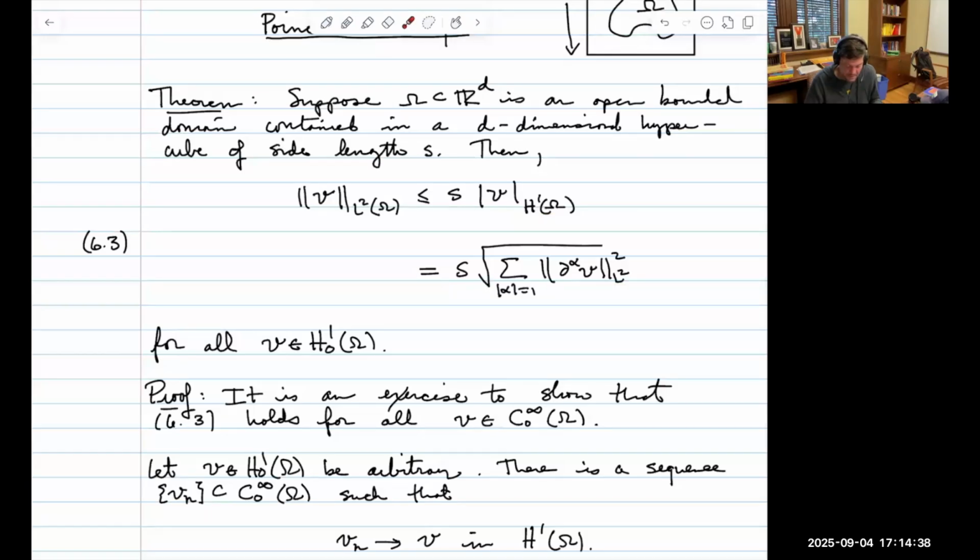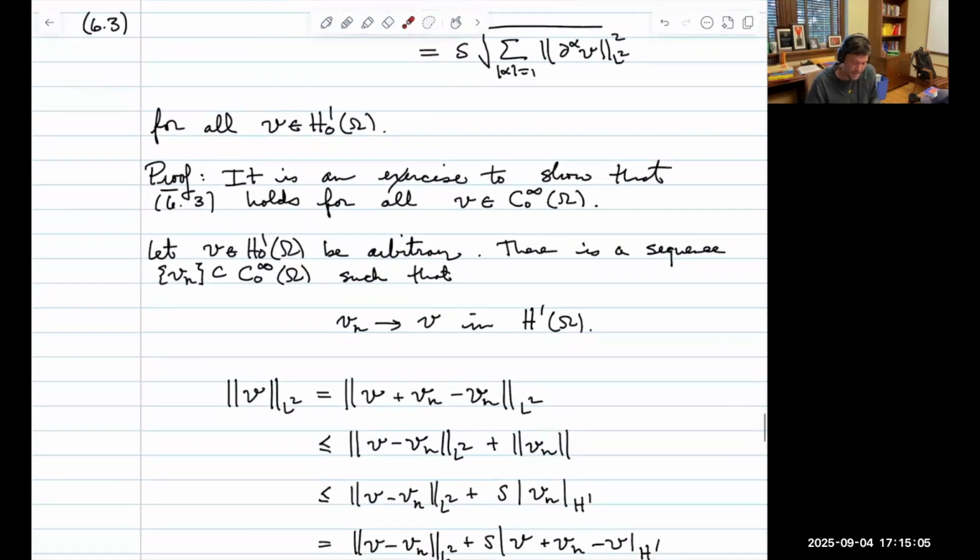It's the square root of the sum over alpha, where the order of alpha is exactly equal to 1. So these are all the first partial derivatives of v. You take the L2 norm and square it, sum that up, and that gives you the H1 seminorm. So it's only the highest order derivative parts. We're going to come back to this again and again, so don't worry about memorizing it.